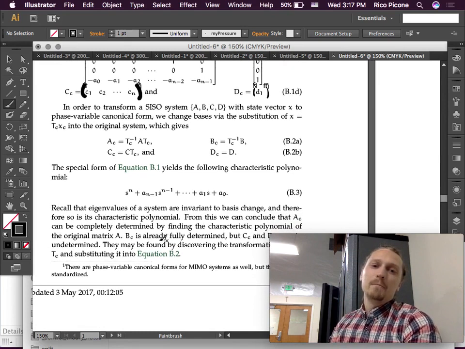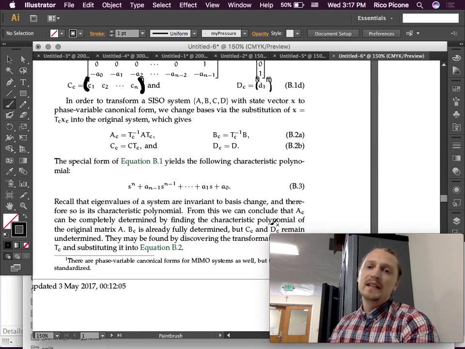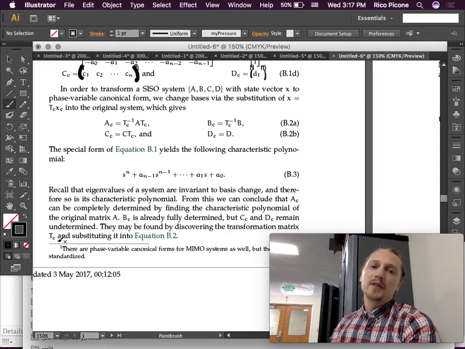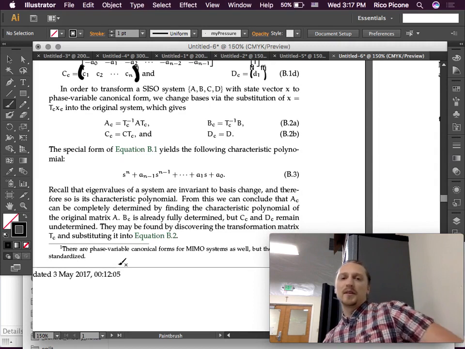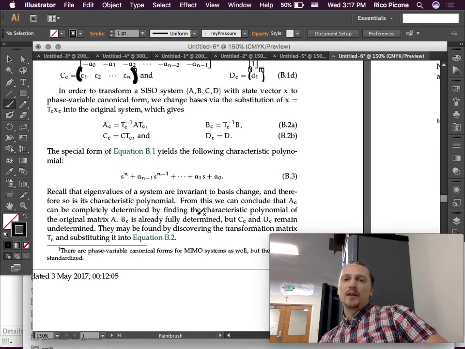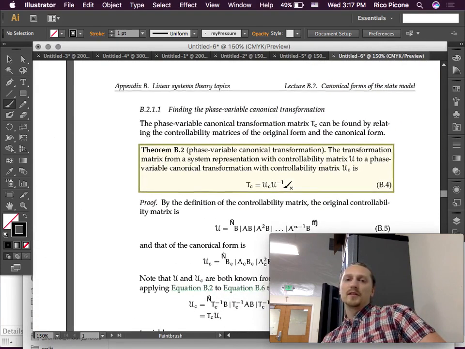Bc is already fully defined, but Cc and Dc remain undetermined. They may be found by discovering the transformation matrix Tc, which has always been implicit up to this point. We haven't actually found what it is, and substituting it into equation B2. So we can find Tc by using these upper two relationships.